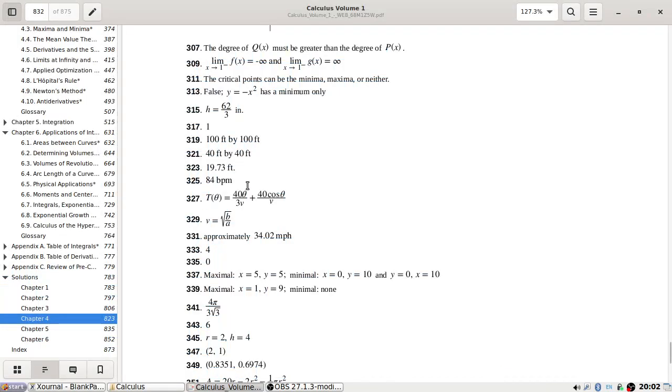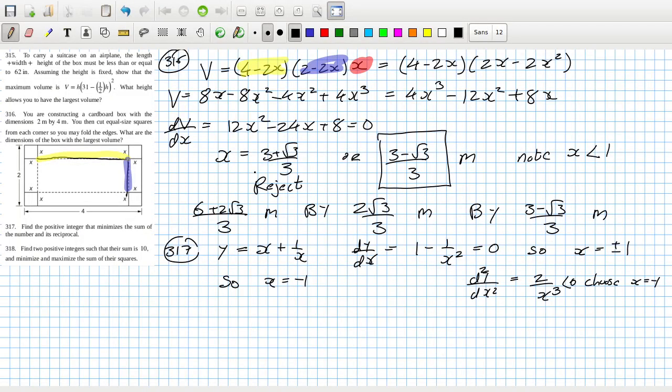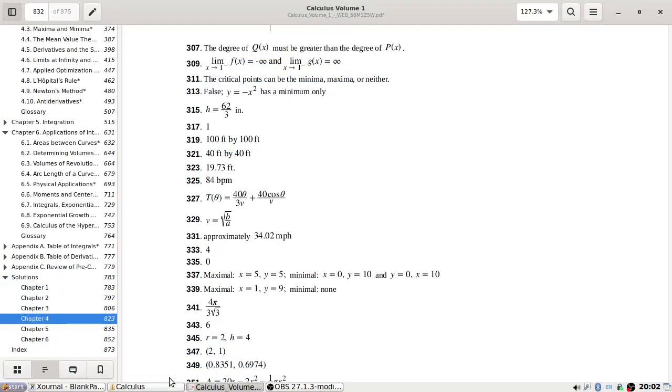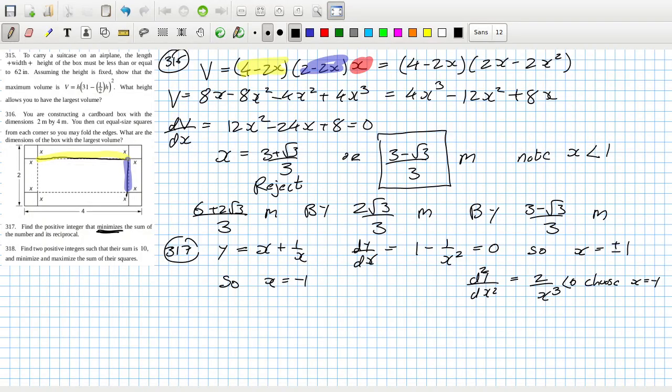Let's check that answer, 317. Oh, find the positive. Oh, minimizes. Yeah, minimizes. Minus 1. I think that's a typo, because you can see that minus 1 would make it 0, which is obviously smaller than 2, which is what they're saying.